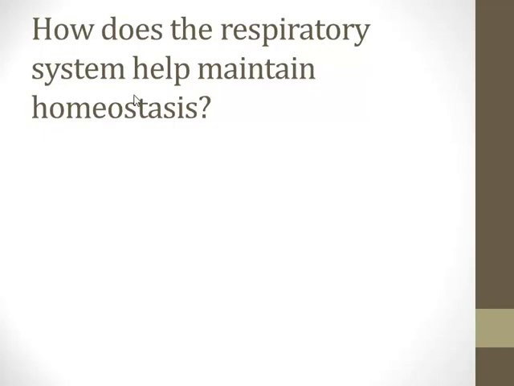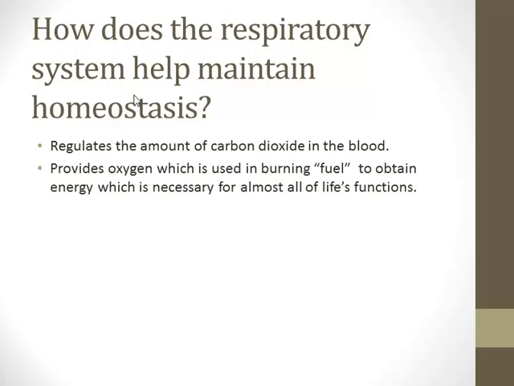When we think about how the respiratory system helps us to maintain homeostasis, we can think about a lot of different examples. For one, it regulates the amount of carbon dioxide in the blood. If you remember, carbon dioxide can be acidic, so that's going to affect the pH, and we have a very narrow range in which we can exist for pH. So as we exhale that waste carbon dioxide, that's maintaining homeostasis. It also provides oxygen, which is used in burning fuel to obtain energy, which is necessary for life's functions.